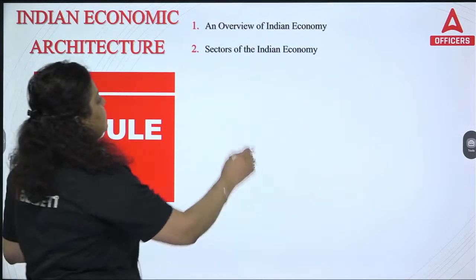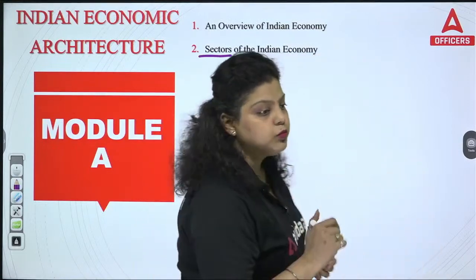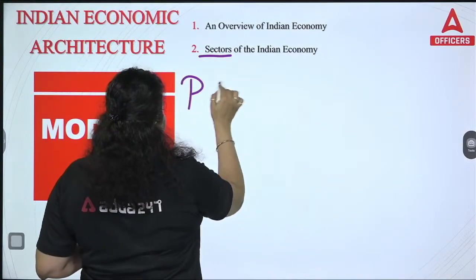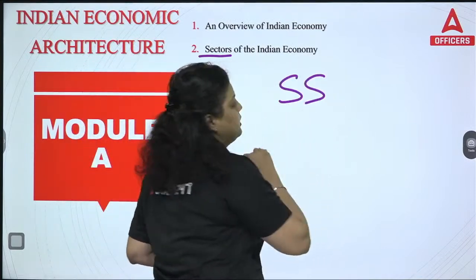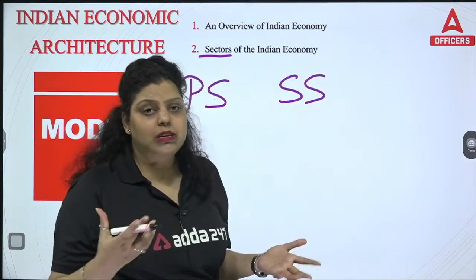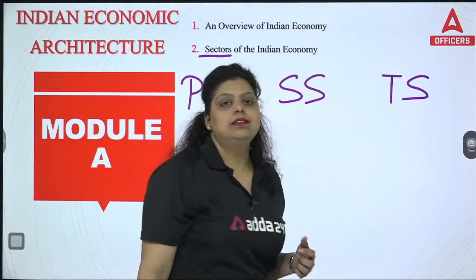Now we have to cover the sectors of economy. There are three sectors in our economy. First is the primary sector, also known as the agriculture sector. Then we have the secondary sector, also known as the industrial or manufacturing sector. And the third one is the tertiary sector, that's the service sector.